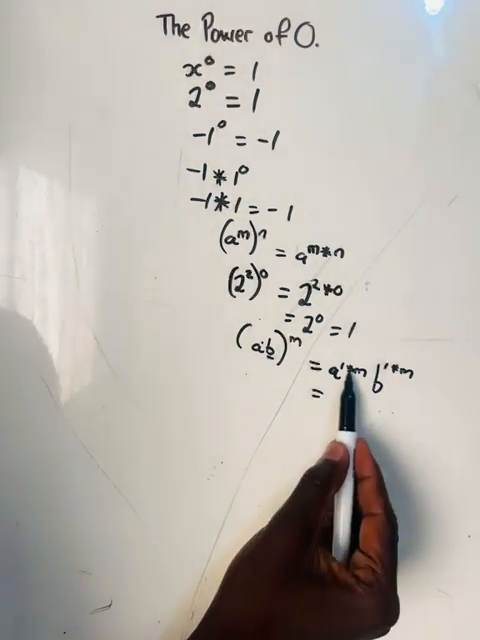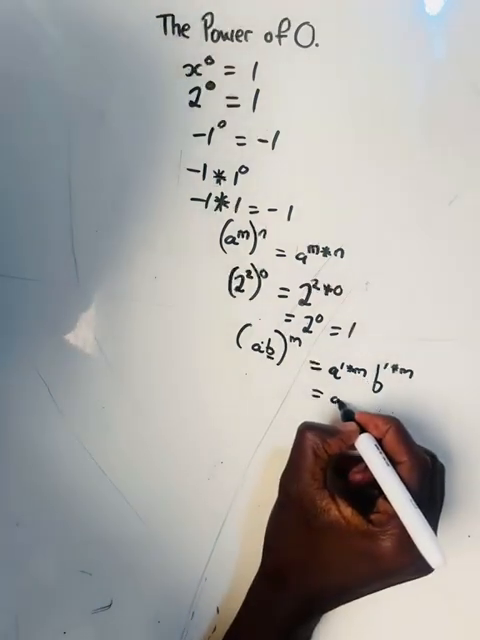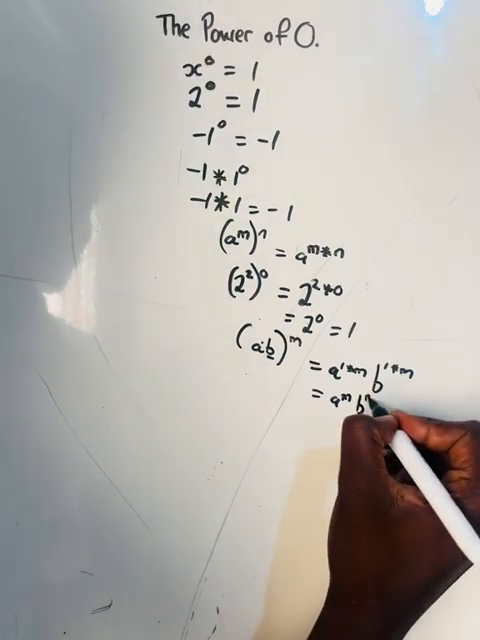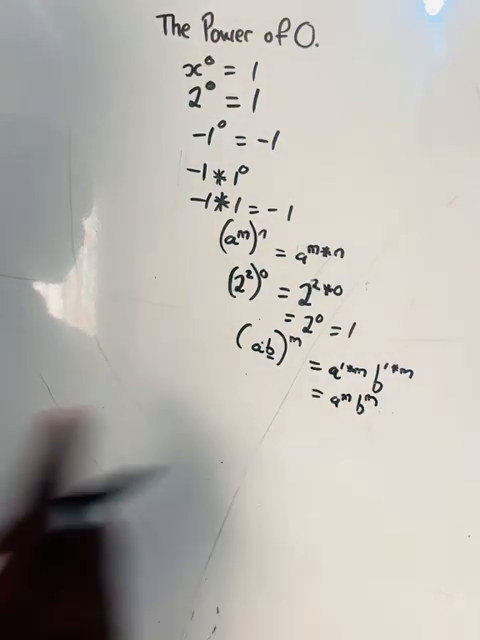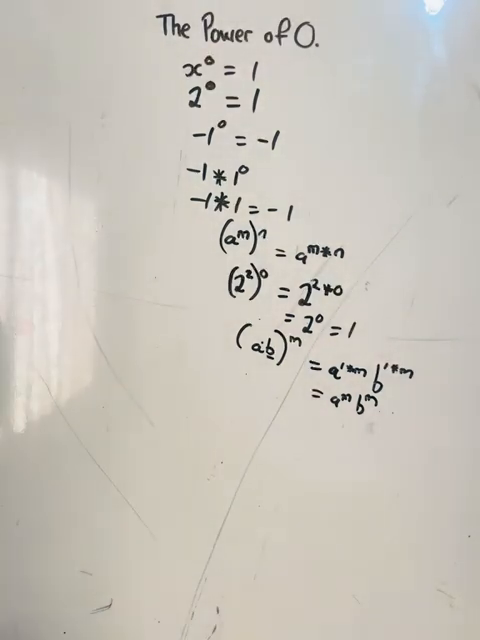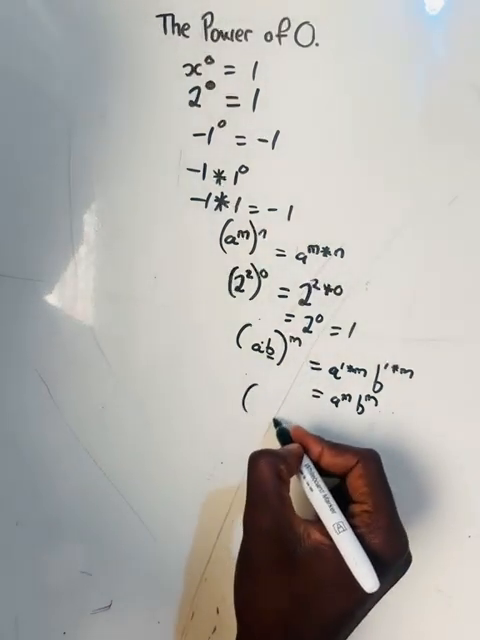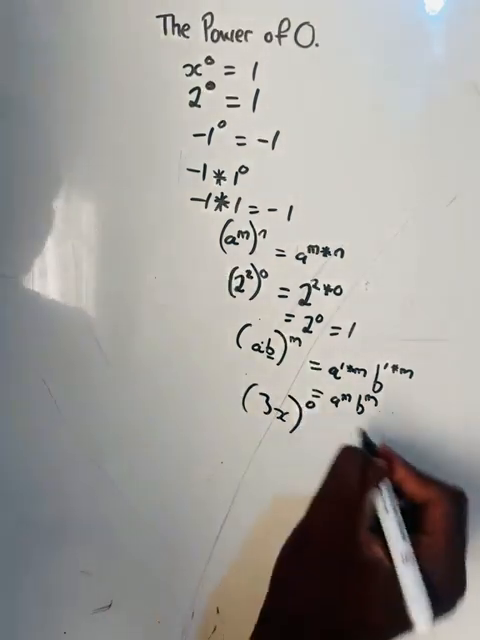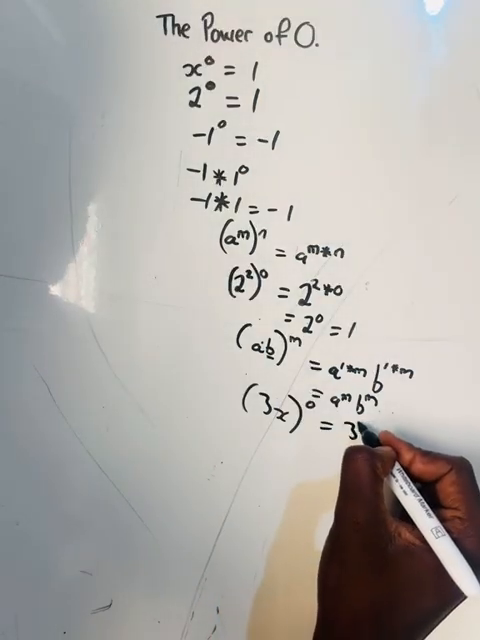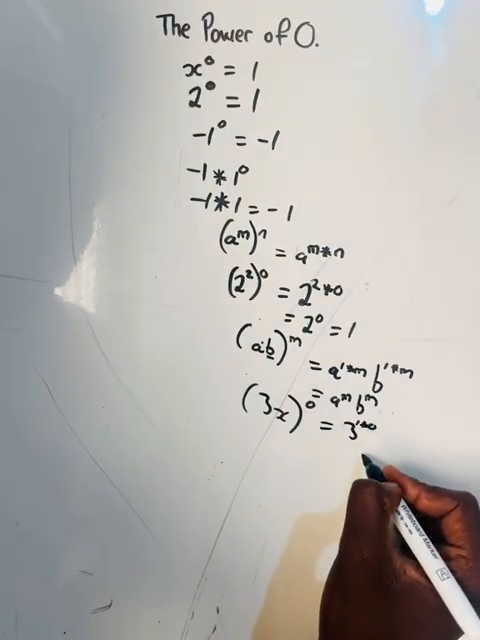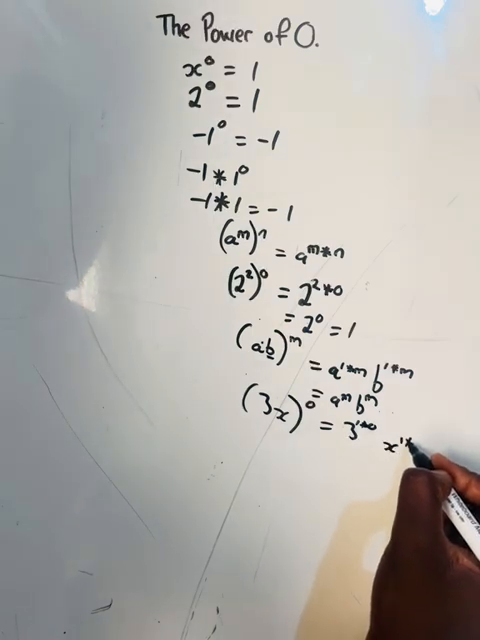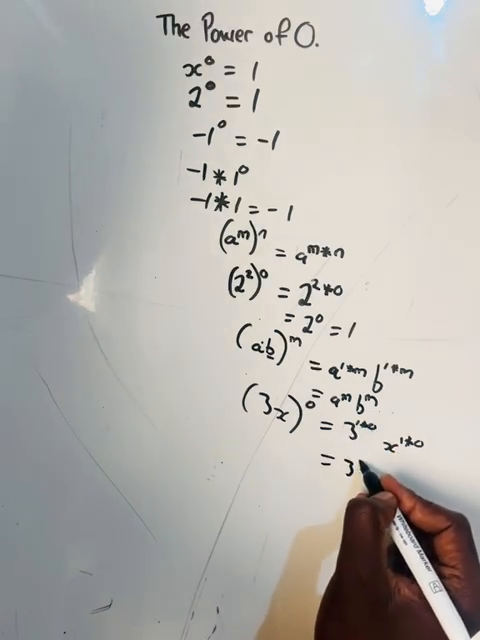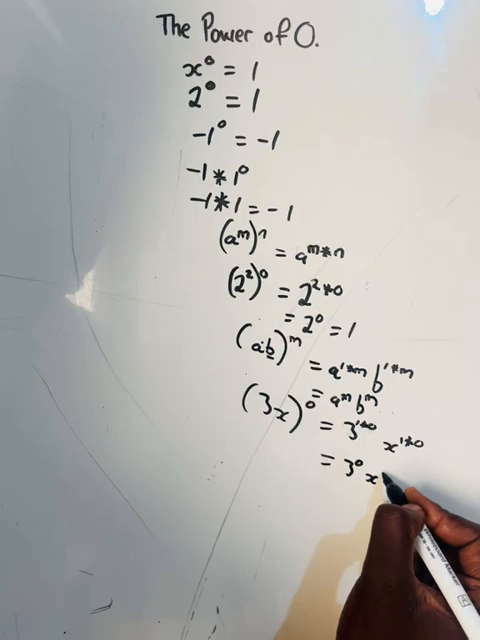Now, what happens? 1 multiplied by m gives us what? m. So now it's a to the power m, and b, 1 by m, it's also m. It's a to the power m and b to the power m. So, numerically, what happens? What if we're now given (3x) to the power 0? It simply means that 3 to the power 1 multiplied by 0, and this x to the power 1 multiplied by 0. 1 multiplied by 0 gives us a 0. So we've got 3 to the power 0 and x to the power also 0.